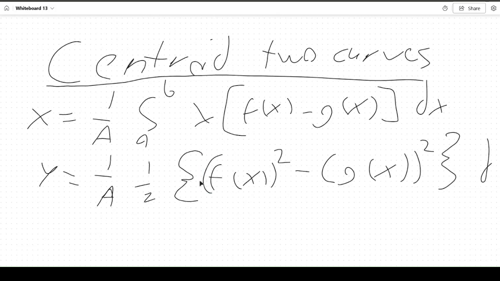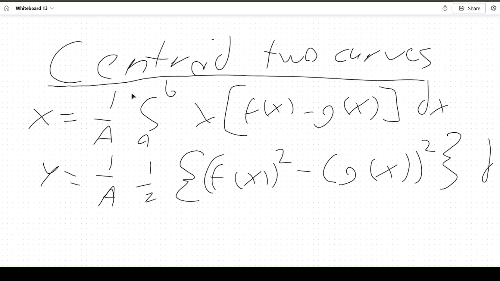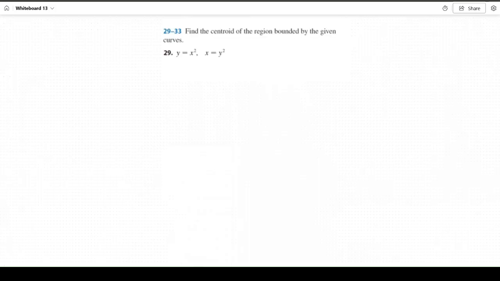And we got the centroid of two curves. This is pretty much all I need to know for the centroid. If you have a problem like this, I'm going to show you how to use it in this example. So we're trying to find the centroid of the region bounded by the curves, and as you can see from the screenshot, you can use this equation for this problem.